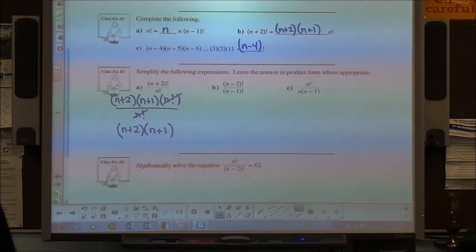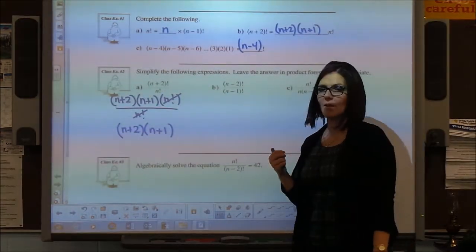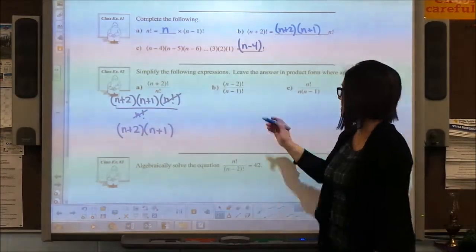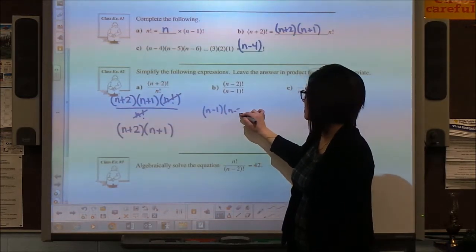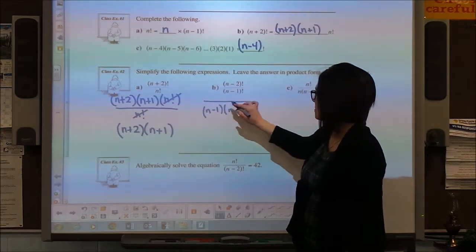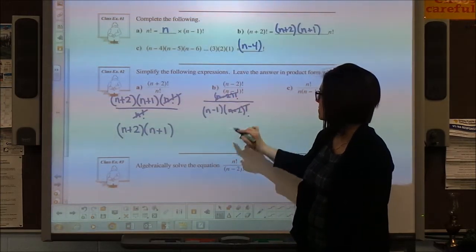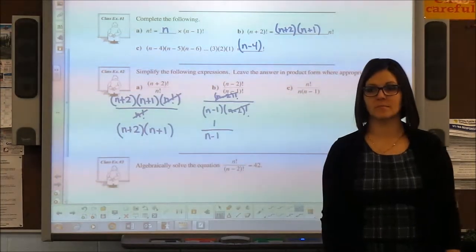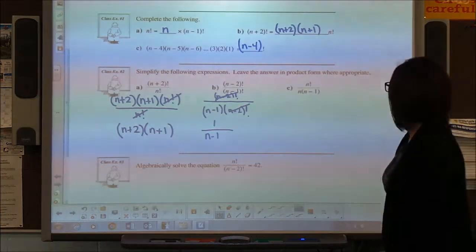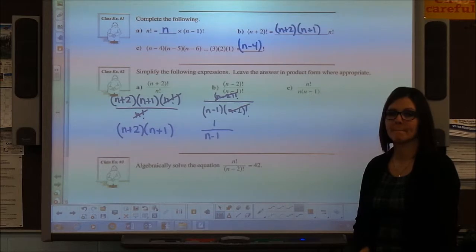So n minus 2 factorial over n minus 1 factorial. Which one's bigger, the n minus 2 or the n minus 1? N minus 1. So that's the one that I want to expand out. So then the n minus 2 on the top cancels the n minus 2 on the bottom. I'm left with 1 on the top over n minus 1. Okay? And then for C. What'd you get?